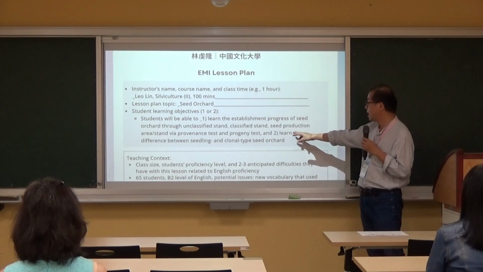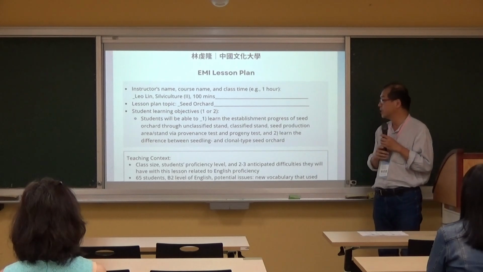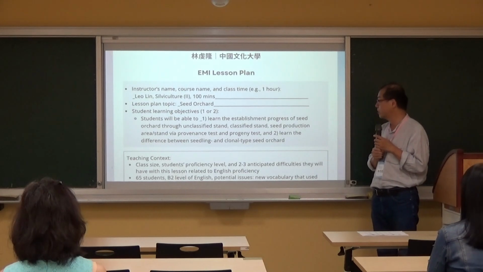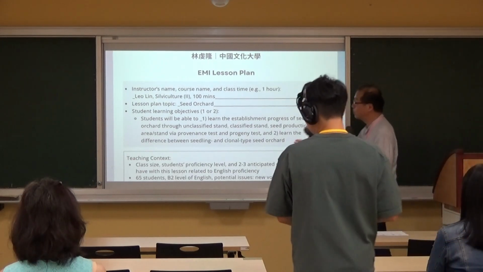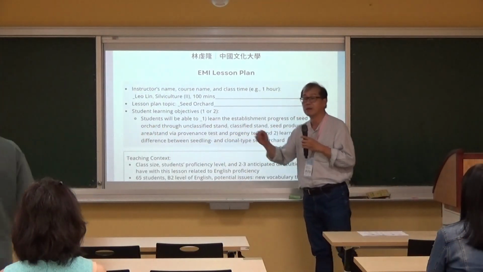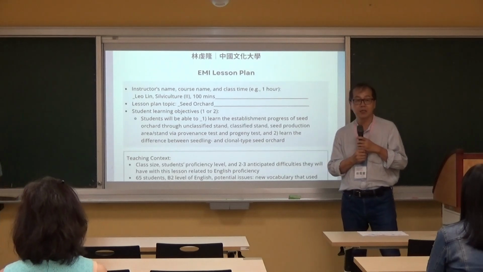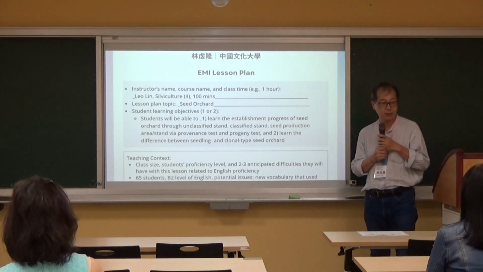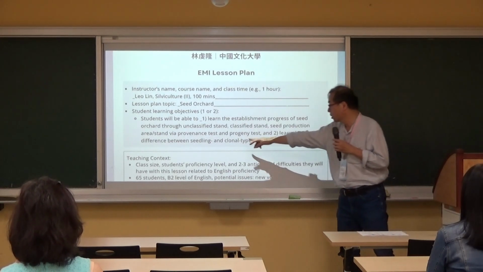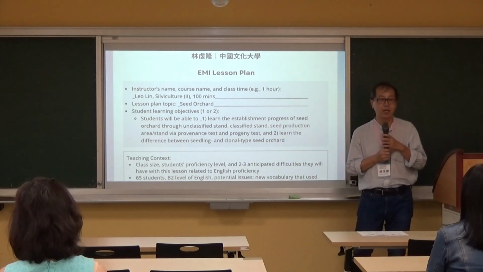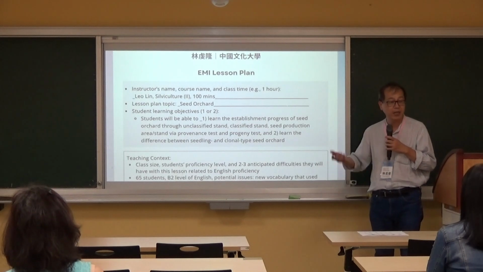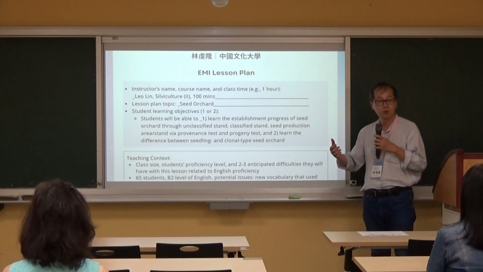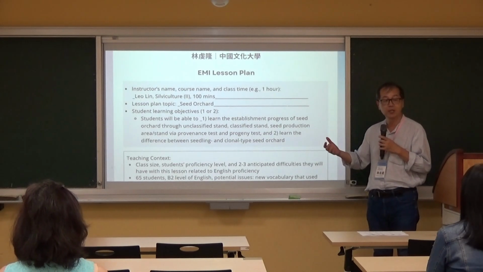And the second, learn the difference between seedling and clonal type seed orchard. What's the difference between those two? Seedling means the tree is grown from seed. And clonal type is the tree is from tissue culture or cutting, taking one part of the plant to grow to form another tree.